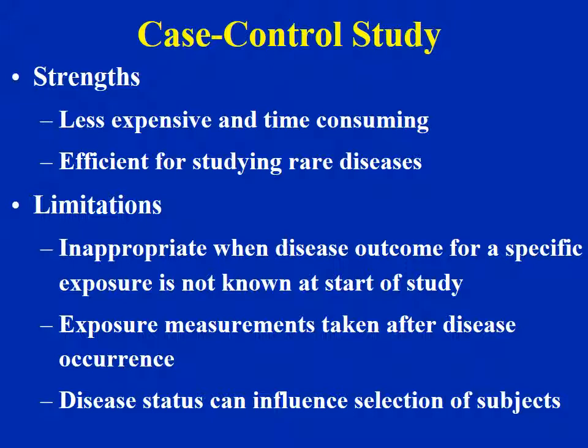These are less expensive and time consuming, and they're good for studying rare diseases, but exposure measurements are often not good. Disease status can influence how we select subjects, and when we don't know the exposure, it can be difficult to use this study design.